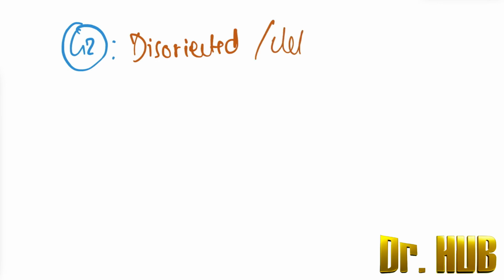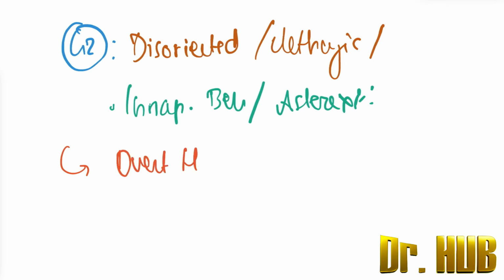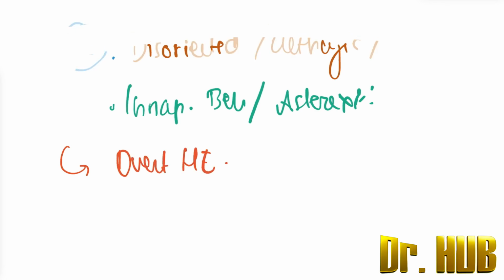Now we move on to grade 2. So in terms of grade 2, the individual becomes disoriented, as well as the patient is lethargic. The patient presents with inappropriate behavior, as well as asterixis. Now, what is the category here? The category here is the overt HE. Then we saw the G2.